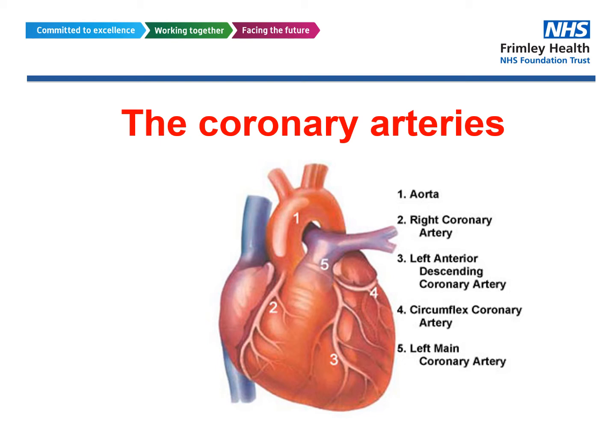One on the right, represented by number 2 on the diagram, is your right coronary artery, or RCA, and 2 on the left. The left anterior descending artery, or LAD, is shown by number 3, and the left circumflex artery that wraps around the back of the heart is shown by number 4.